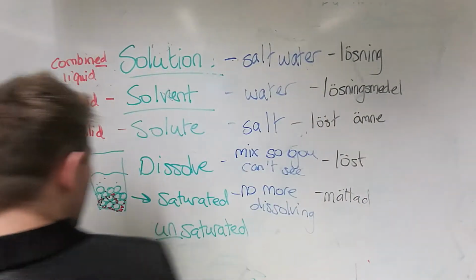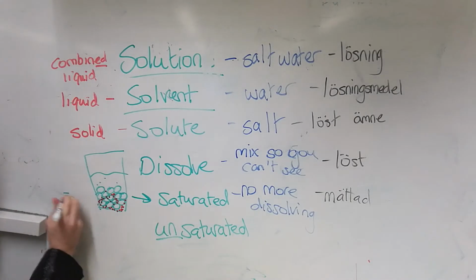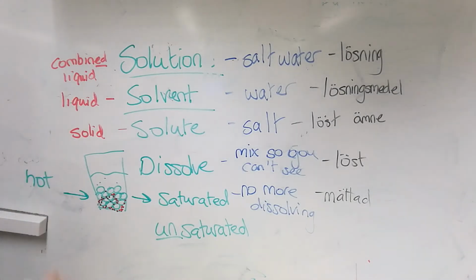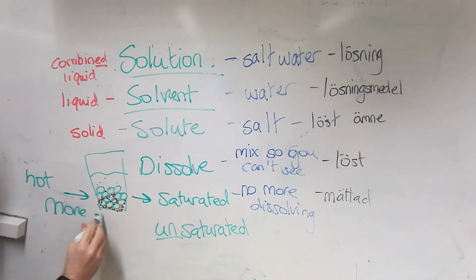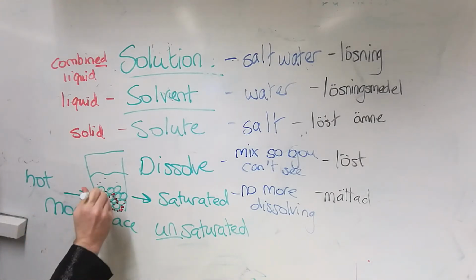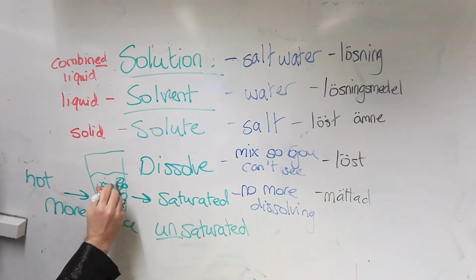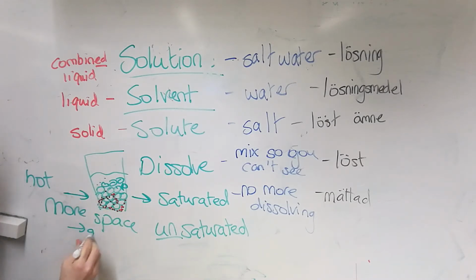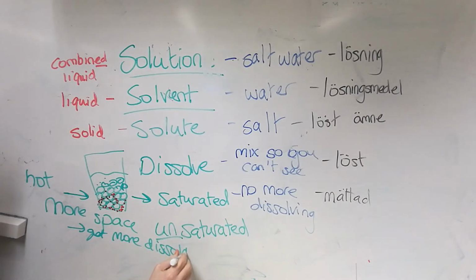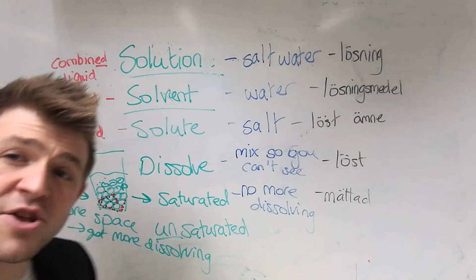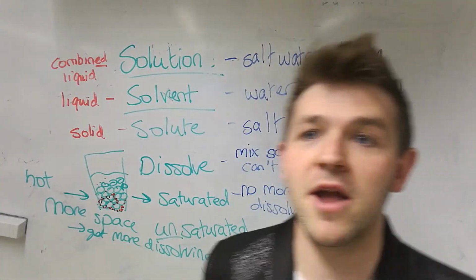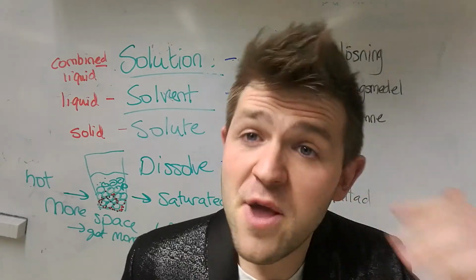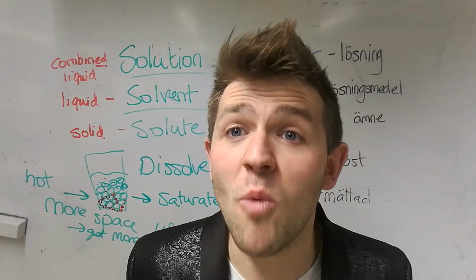And we can control this too. One great thing that we can do, if I have this here, I can make it hotter. If it's hotter, they need more space. So these here would spread out a bit more. There'd be more space, so I can get more dissolving. Det är direkt kopplat till temperatur. Om det är varmare, jag kan lösa upp mer grejer. We will do some experiments about this, hopefully in class.